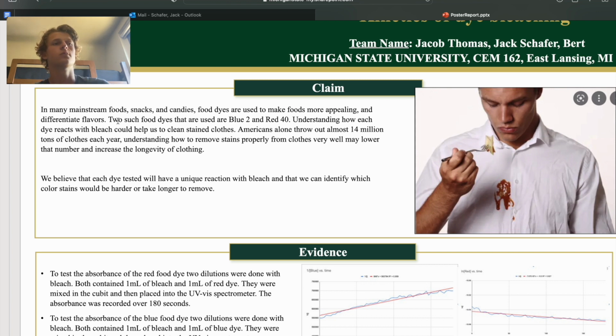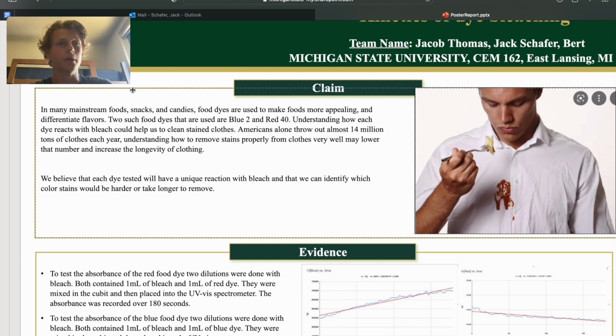In many mainstream food, snacks, and candies, food dyes are used to make food or candies more appealing. They add color, they differentiate flavor, and whatnot. The two food dyes that we used were Blue 2 and Red 40.